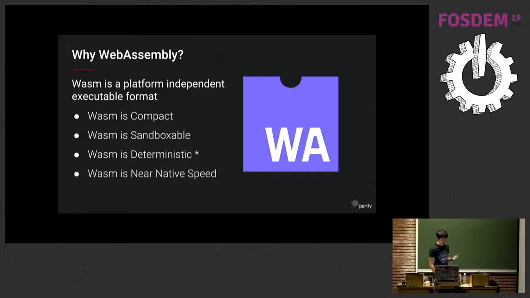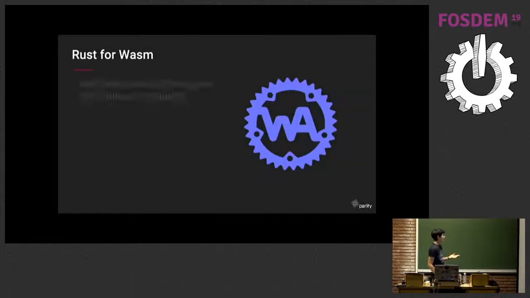And then WASM is near native speed. As we mentioned, it's close to machine code, so it means it runs really quickly. And finally, it's really well supported. We have a lot of support from the community, including all major browsers and even the companies building on the web. And then what's great is that Rust and WASM work really well together, actually.